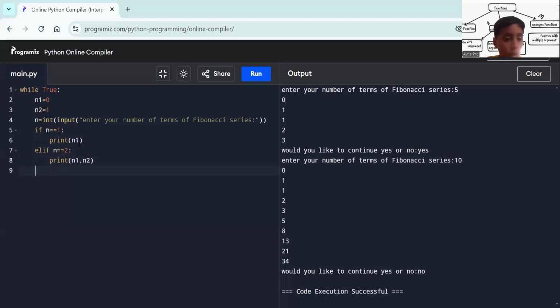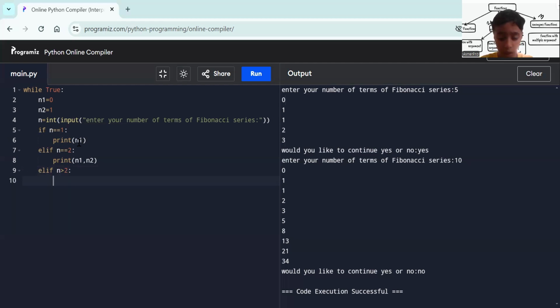Okay? Now elif again. Okay? n is greater than 2. We do the same thing. Print n1, new line, print n2. Basically the same thing, but I'm just taking out the comma here and writing this one on a new line, so n1 and n2 are separated.